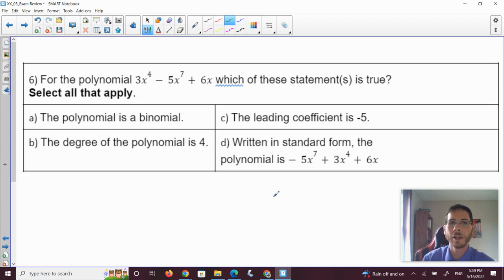Select all that apply. So the first one says the polynomial is a binomial. So a binomial means only 2 terms. So let's count the terms. We've got 1, 2, 3 terms. So that's not true. This is a trinomial.